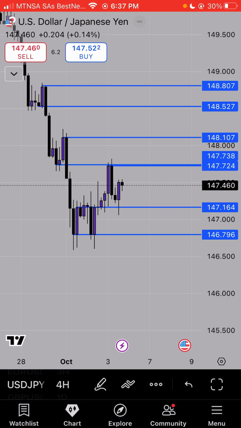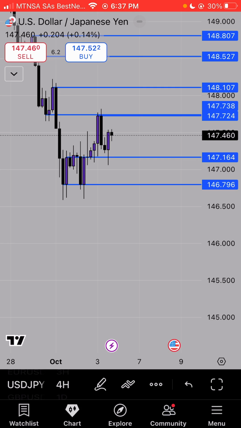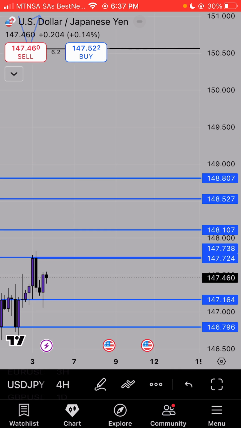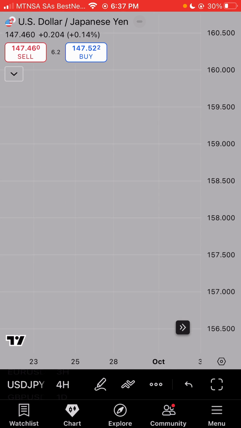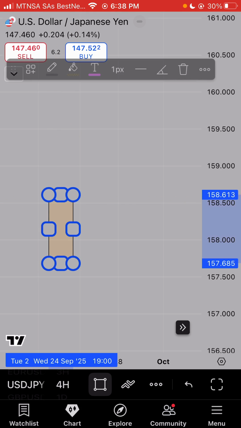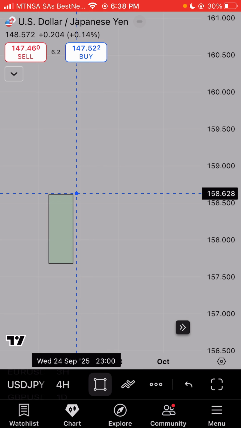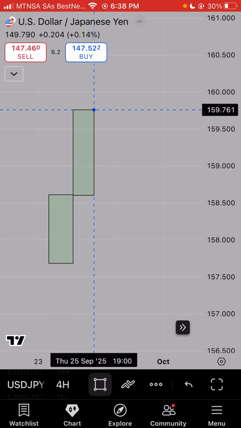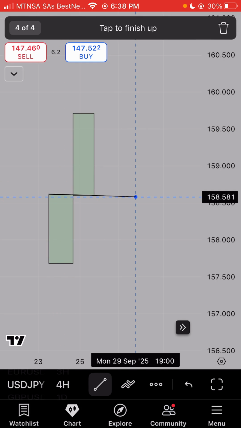Now the last thing is something known as OCL, also known as open close line, or open close level, whatever you want to call it. It is very simple. When one candle opens and closes like this, and the very next candle opens right here and pushes up, then this is your open close key level.